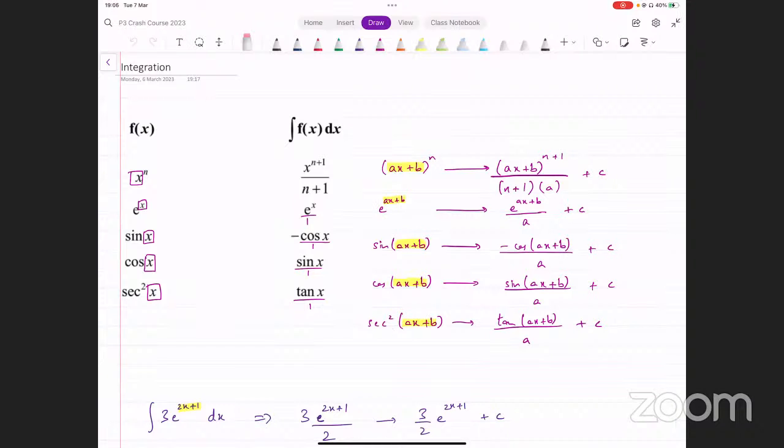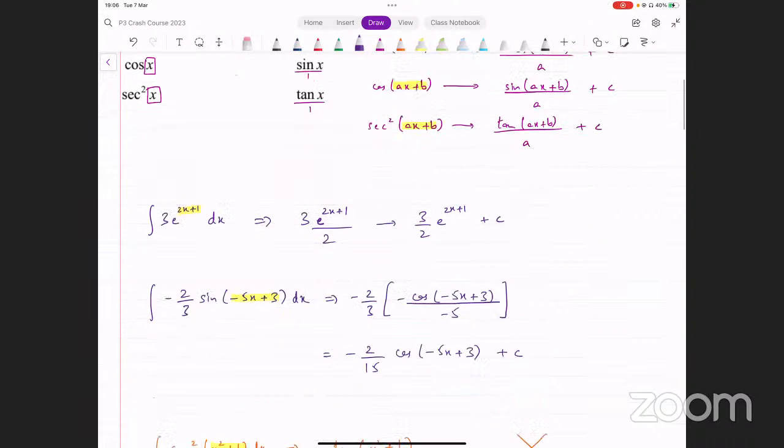Let's begin. So we started P3 integration in our last session. Now, what have we done until now? We have talked about how to integrate power functions. We've done that in paper one already, in fact. We had a look at this, and then we talked about exponential functions, sine, cos, and secant square. We talked about their integrals. So this is how their forms used to look like.